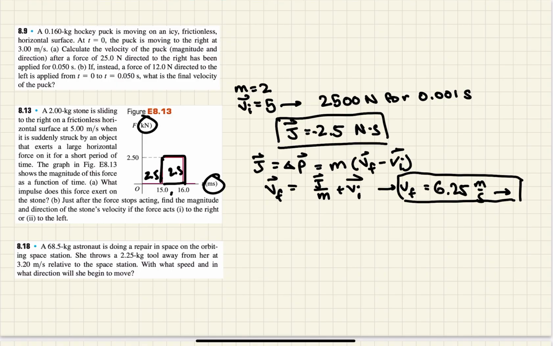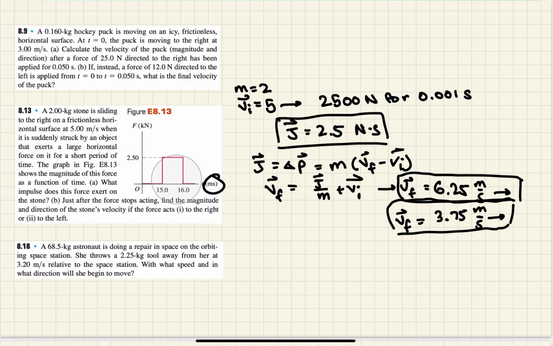Okay, what about if the force was initially to the left? That means impulse would actually be negative 2.5, so you would have to factor that in. Use the same exact equation. V final is equal to negative 2.5 over 2 plus 5. That's actually going to be positive 3.75 meters per second, still to the right. So even though the force was to the left, it's still not enough to change the direction of the velocity like it did in the first problem. So yeah, that's going to be your answer.